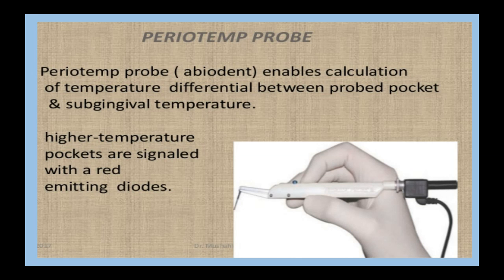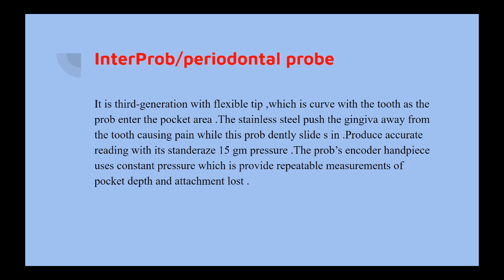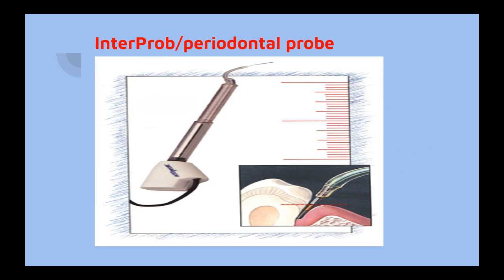There is also the Perio-Temp probe. This enables calculation of the temperature differential between the probed pocket and subgingival temperature. Higher temperature pockets are signaled with red emitting diodes, so this means there is inflammation. The last type is the Interprobe or periodontal probe. This is exactly the same as the Florida probe. This is a picture of the periodontal probe.